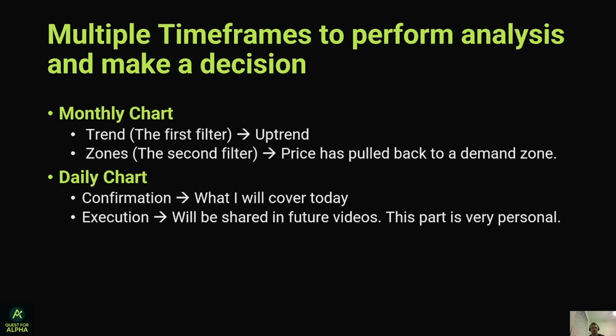Today I'd like to share exactly what I meant when I talked about the two filters. What I do in my trading is I follow multiple time frames to perform my analysis and to make a decision. I first start with a monthly time chart, so I look for a trend. I want to make sure that it's in an uptrend, and then I wait for a pullback to happen. So the price is pulling back to a specific zone which I call the demand zone. This is my second filter.